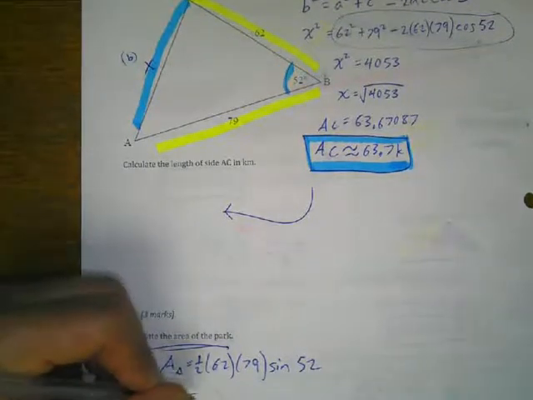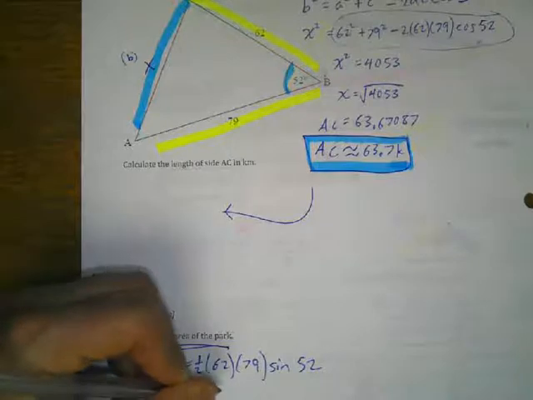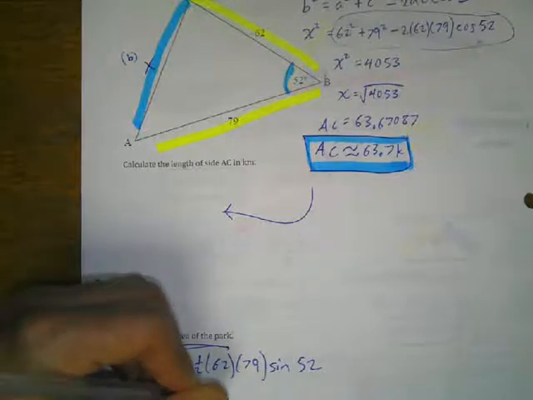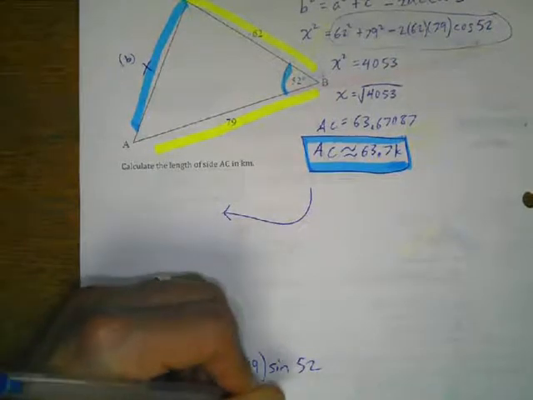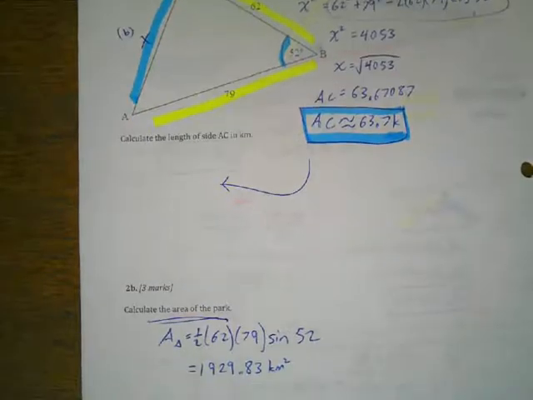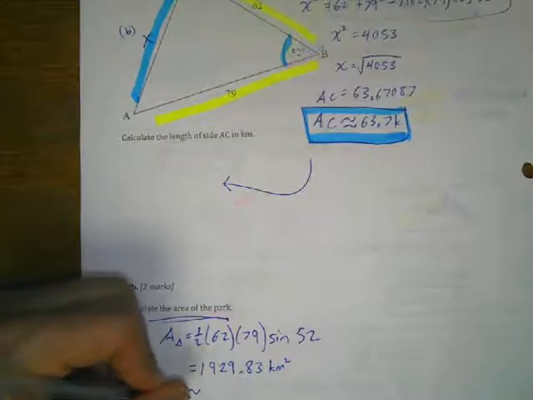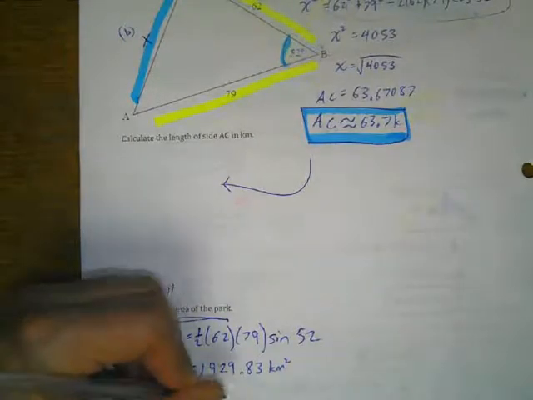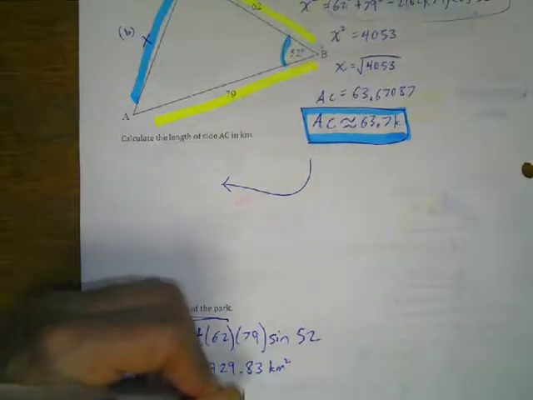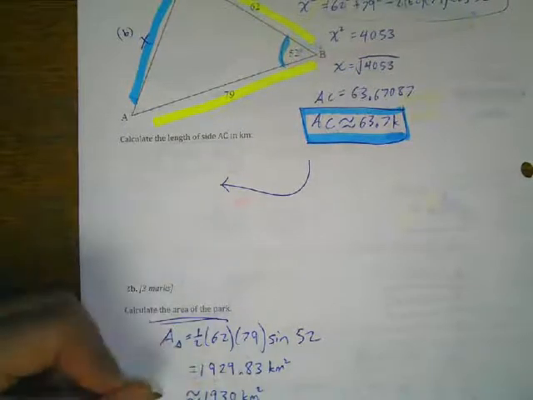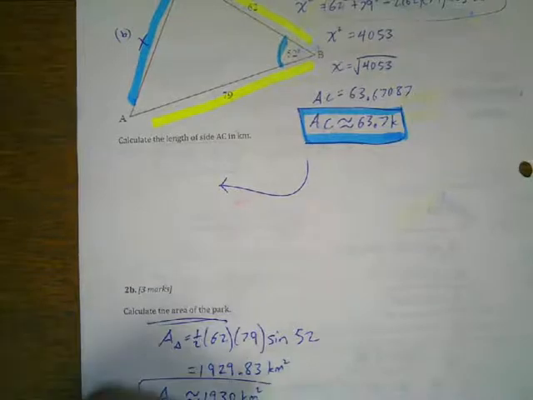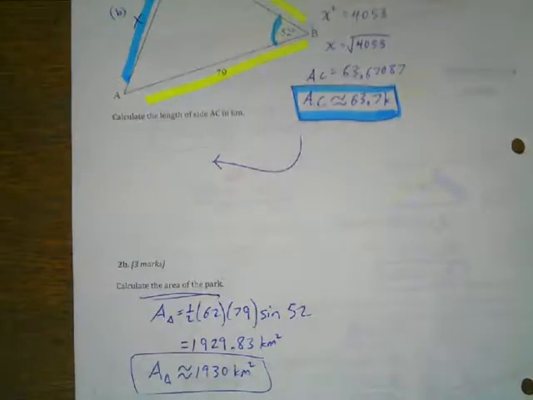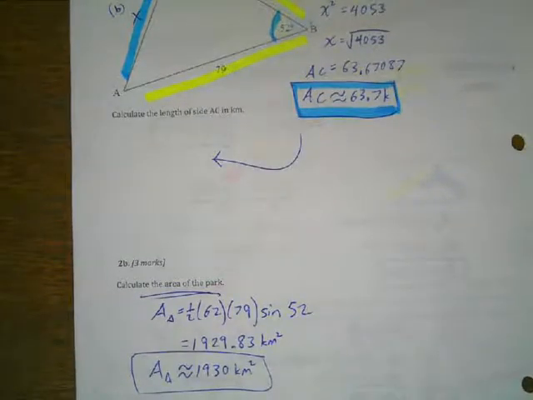I end up with 1929.83 kilometers squared. And so to 3 significant figures, we get 1930 km squared. And that's the area of our triangle. The next parts of this activity will be on a separate video.